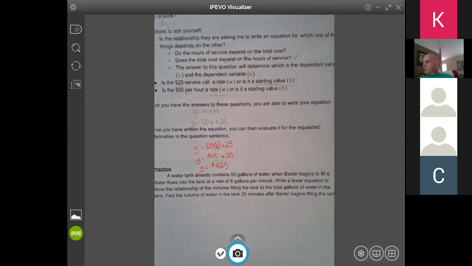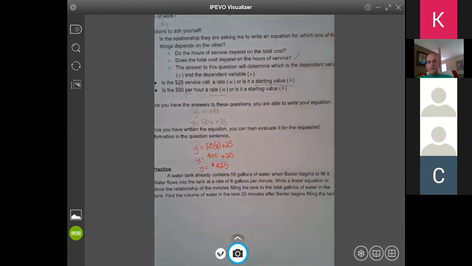It says a water tank already contains 55 gallons of water when Baxter begins to fill it. Water flows into the tank at a rate of 8 gallons per minute. Write a linear equation to show the relationship of the minutes filling the tank to the total gallons of water in the tank. And then it says find the volume of water in the tank 25 minutes after he begins filling the tank.